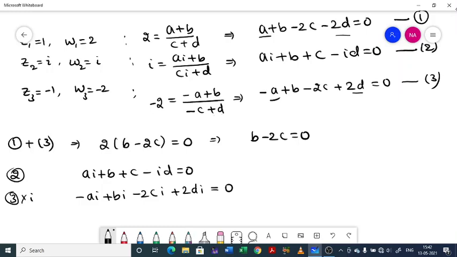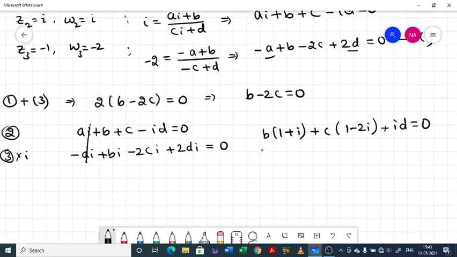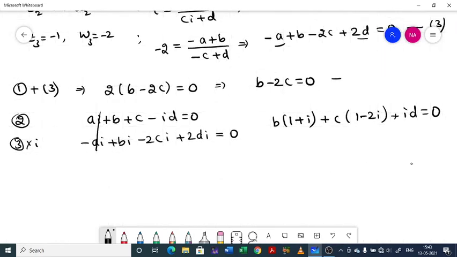So making this, we will be getting A I get cancelled, B times of 1 plus I, next taking the C outside, 1 minus 2I, plus minus I D plus 2 D I, so plus I D equal to 0. Now this is equation 4 and this is equation 5.